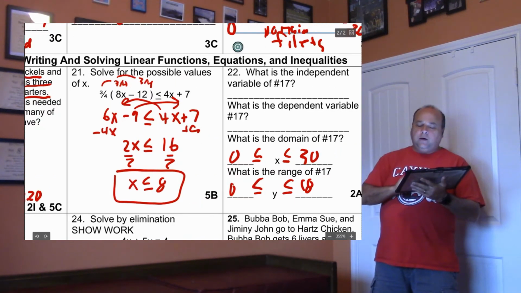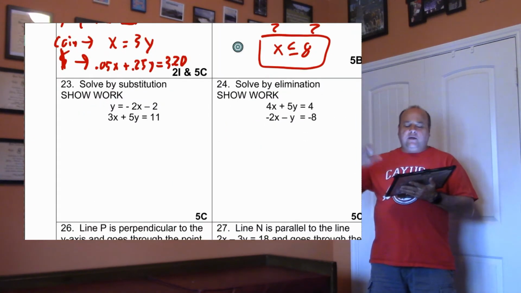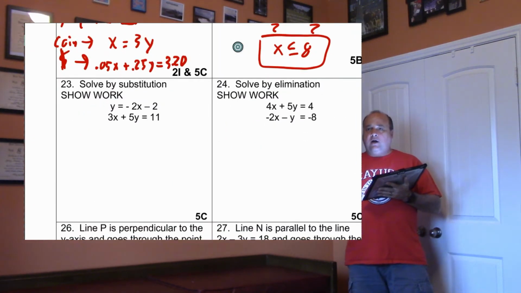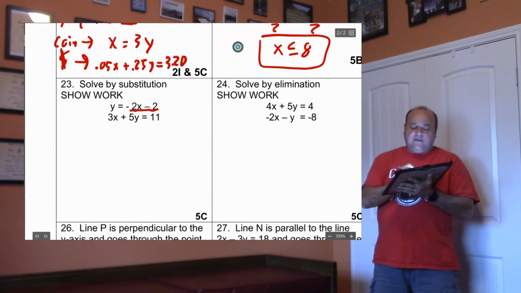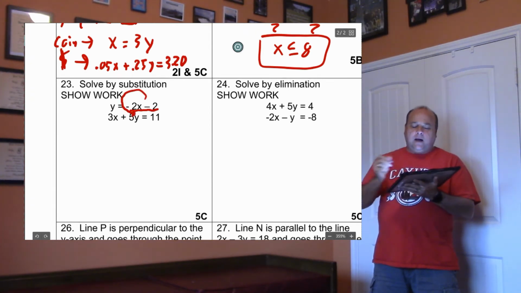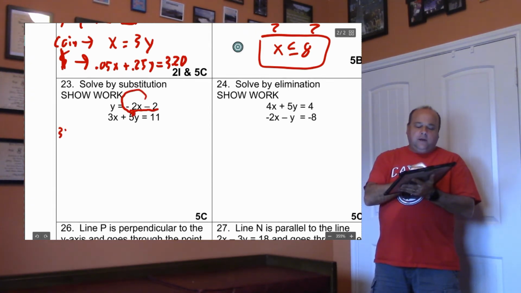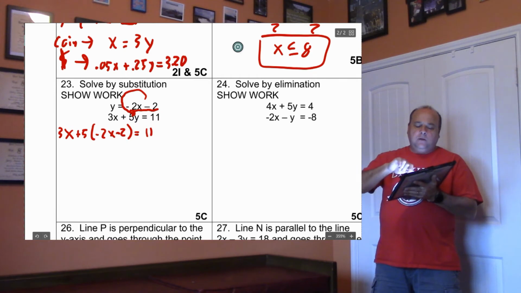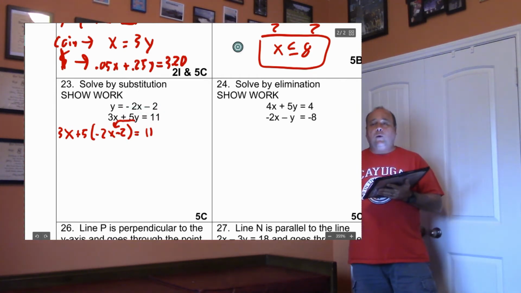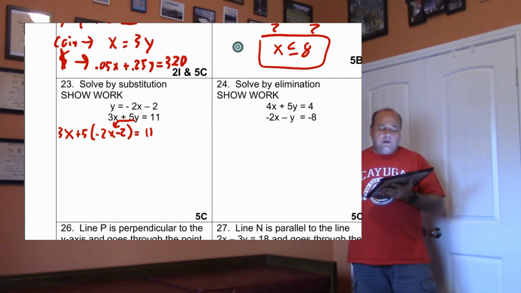Okay. Number 22 we just did. 23, I'm going to show this. I'm going to start it off. You're going to finish it. I'm going to take this and plug it into that y. So I'm going to write down 3x plus 5 parentheses negative 2x minus 2 equals 11. Okay, so I took this equation right here and I replaced that y with the negative 2x minus 2.